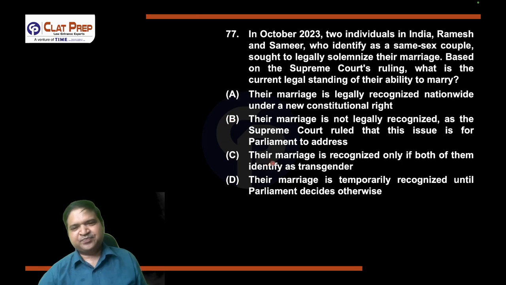C says their marriage is recognized only if both of them identify as transgender. This criteria is not mentioned anywhere in the passage, and there is no such law, there is no such rule, so we will eliminate option C also.